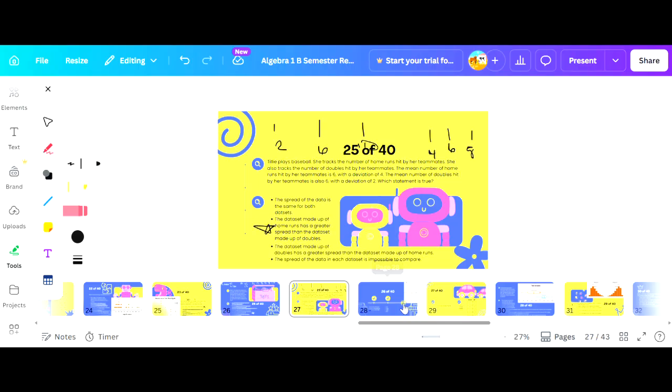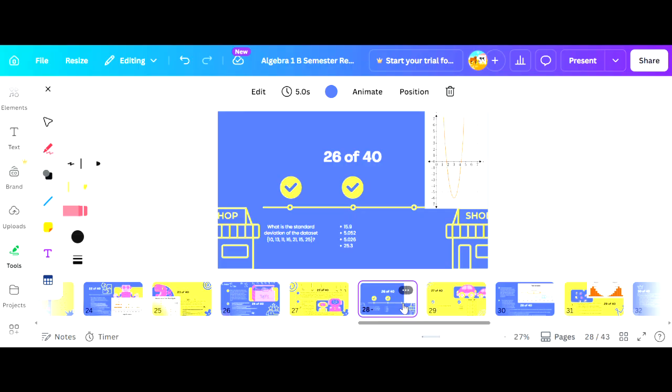26. What is the standard deviation of the data set 10, 13, 11, 16, 21, 15, 25? So now we're doing standard deviation, not average deviation. So it's even harder. Yay!